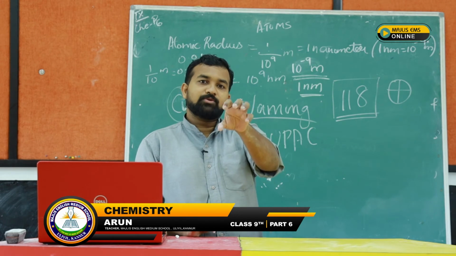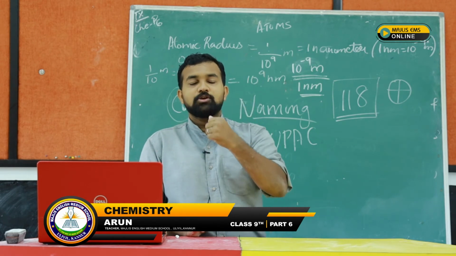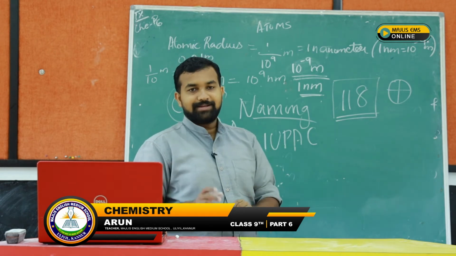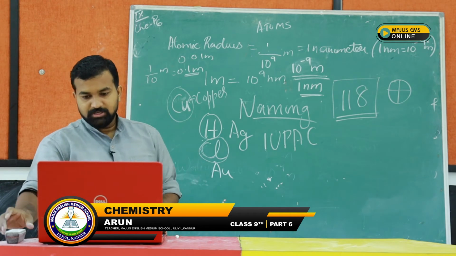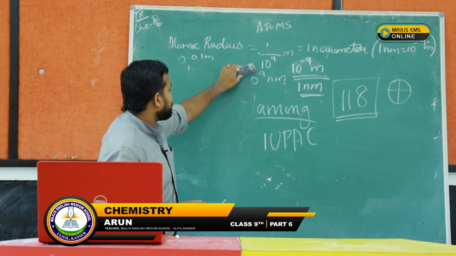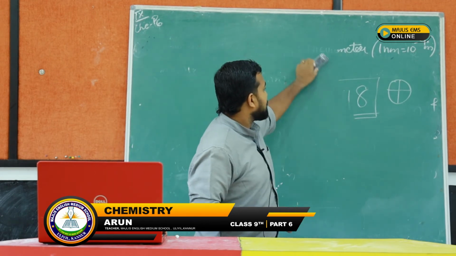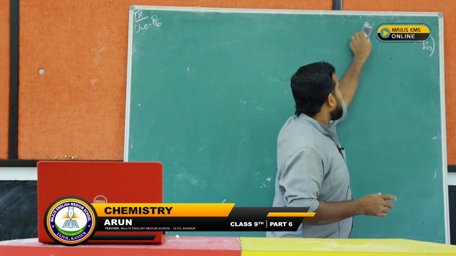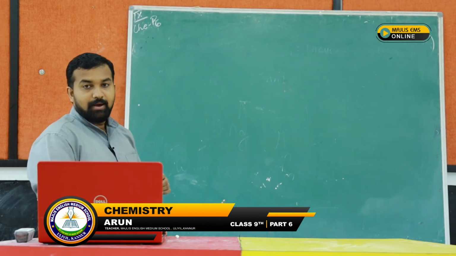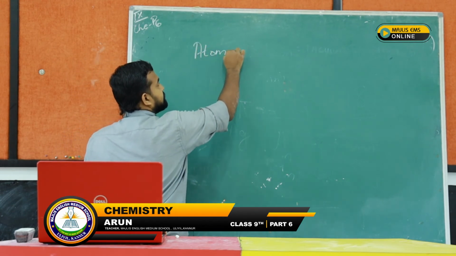And if you want to find out the old symbols and today's symbols, you just follow your NCERT textbook, you will get it. So these are the things we have to understand when we are studying the atoms, the atomic radius, the namings, and one more thing we want to study. That is atomic mass.